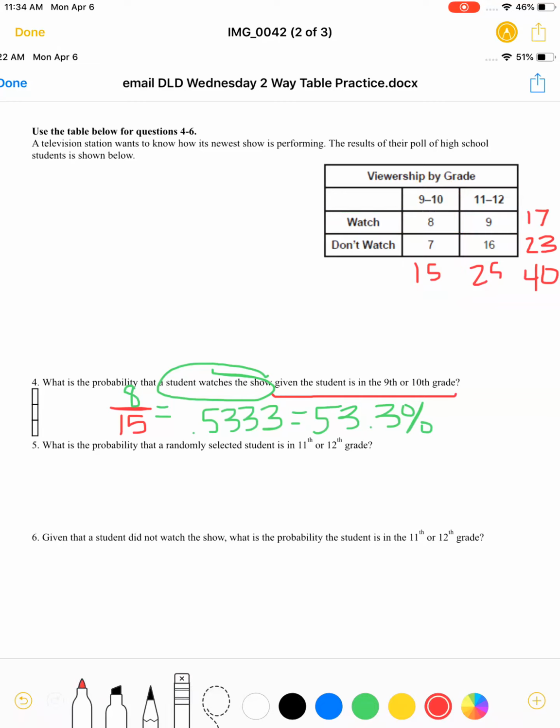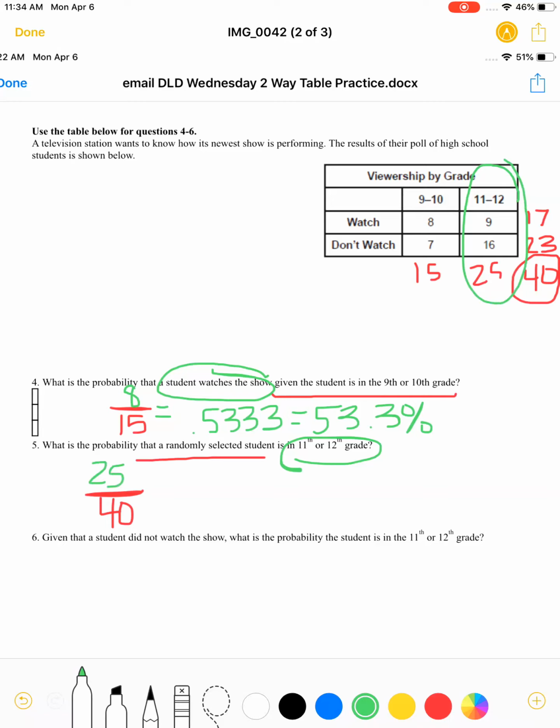Alrighty, number 5. What's the probability that a randomly selected student is in the 11th or 12th grade? Okay, so what is the probability that any randomly selected student that took the survey? So that's going to be out of the total, 40. Okay, any kid who took the survey is our sample. Of those 40, how many were in the 11th or 12th grade? So here is the column for our 11th and 12th graders, and we had 25 total. So 25 out of 40.